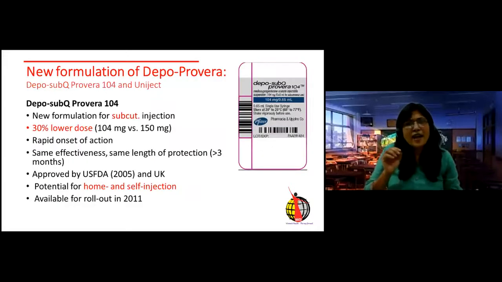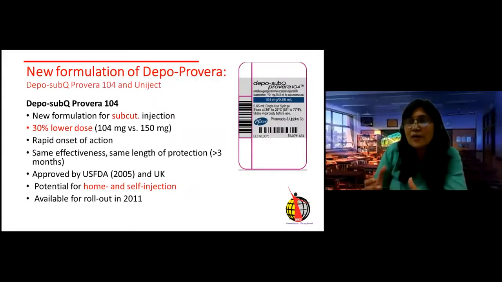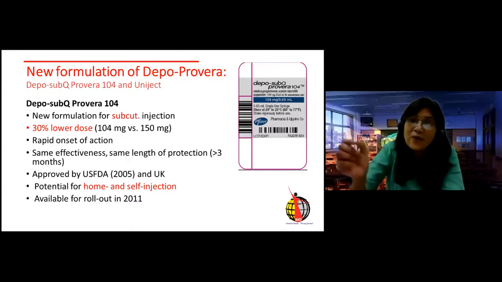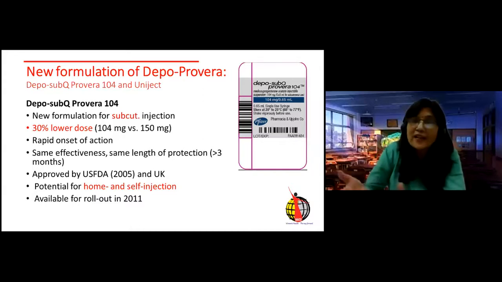Another hot question is, what are the new formulations of Depo-Provera? New formulations are Depo Sub-Q Provera 104 and Uniject. What are the advantages of the Sub-Q? From the word itself, you can remember. Sub-Q means subcutaneous. It provides 30% lower dose as compared to your routine Depo-Provera, which is 150, and this one is 104.